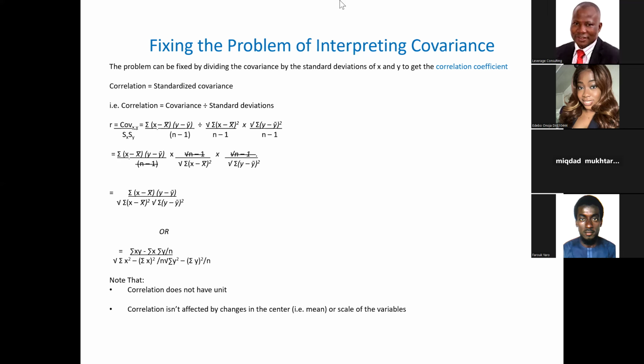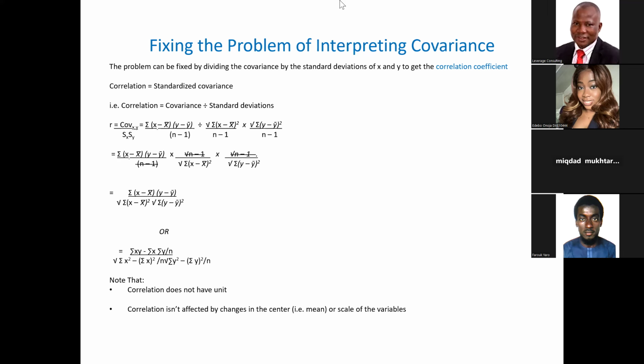Sigma x minus x bar into y minus y bar over square root of sigma x minus x bar square and square root of sigma y minus y bar square. This is the formula for correlation, Pearson correlation. Or it can be written in this other form. You don't need to cover it. Nobody will ask you. It's just the logic behind it.